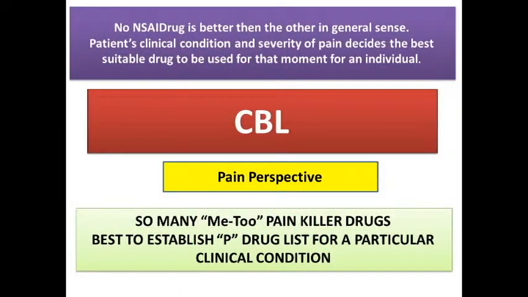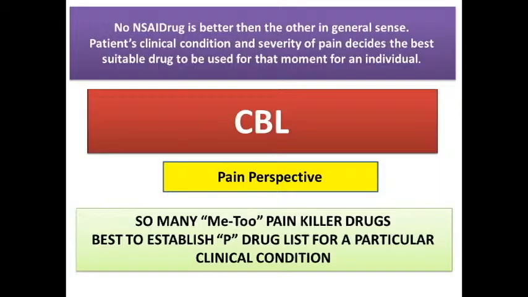Now we'll be discussing a lot of cases here, and we will not be talking too much about why we are using these drugs, but mostly about the P drug list, the personal drug list. You should all know that there's nothing like a better NSAID. You need not compare NSAIDs with each other. It all depends upon the clinical condition of the patient, the severity of the pain, the cause of the pain, and then you decide the suitability of the drug for that moment, for that individual. So it differs from individual to individual. It can differ in an individual from time to time, of which NSAID to be used and so on.